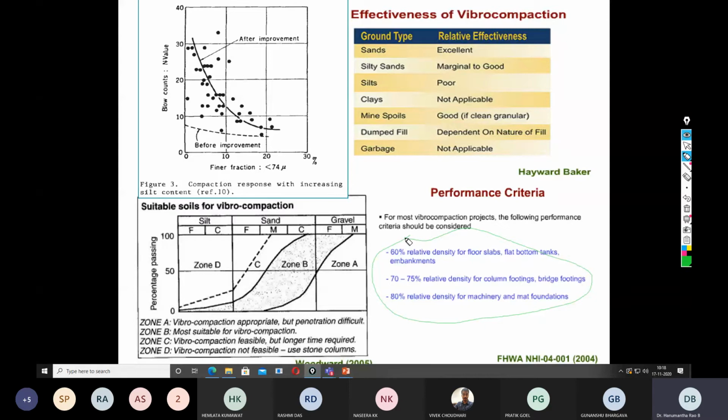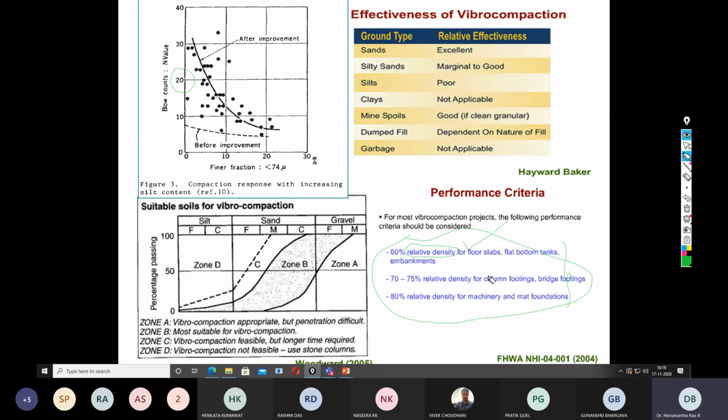Now, in the case of dynamic compaction, to ascertain the degree of improvement, the minimum SPT post compaction should be about 20. Now, in the case of vibro compaction, the degree of improvement is measured in the form of relative density. Depending upon the application, what should be the minimum relative density post vibro compaction? That's what these three sentences talk about.